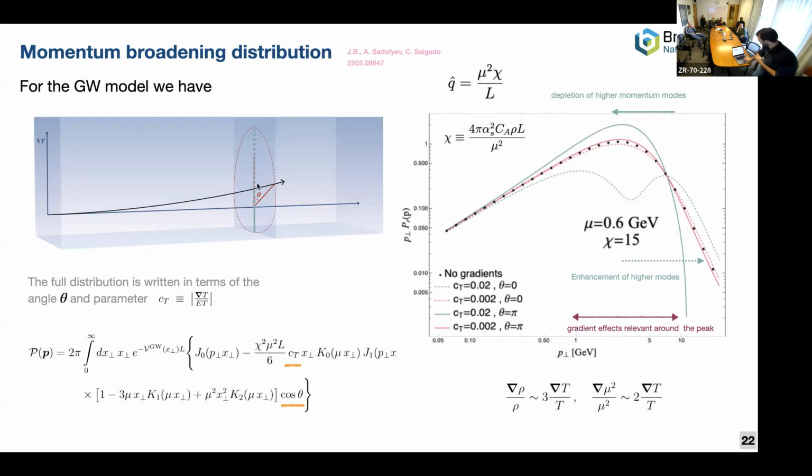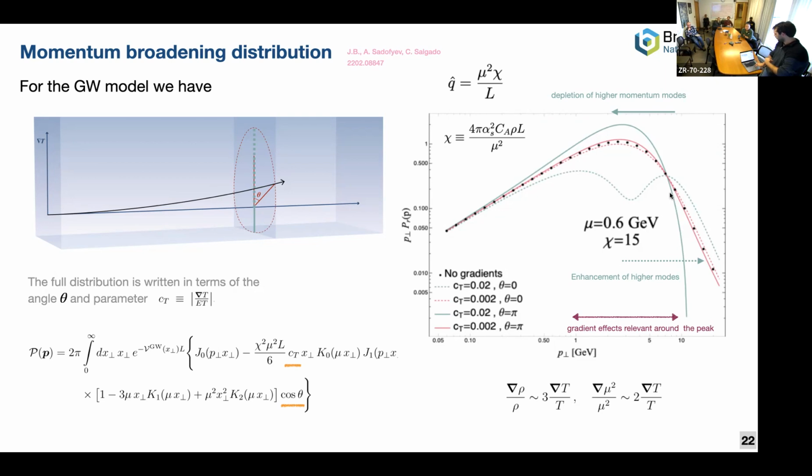So theta is the angle with respect to this direction. If theta equals 0, it is aligned along the direction where the gradients are largest, and if it is equal to pi, it is anti-aligned against this direction. So what I show you in this plot is this distribution P weighted by the Jacobian as a function of the PT of the particle. And what you see is that when the particle is aligned along the gradients, you shift the distribution towards higher momentum, which just means that the particle will tend to bend along the direction where the gradients increase.